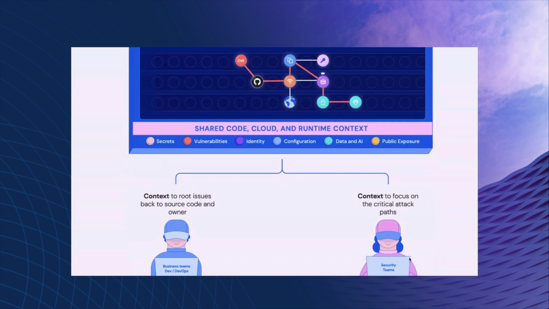CVSS scoring. CVEs themselves can be more risky if they have a propensity for lateral movement, if they're close to credentials that allow an attacker to gain access to PII, for example. And so understanding vulnerabilities in the context of their related peer risks, like secrets, identities, misconfigurations, data and AI risks, or public exposures, is the context that both business teams and dev and DevOps need, but security teams need as well. On the DevOps side, they need to have a good picture of root issues back to the source and code owner. And of course, context is needed for security teams and vulnerability management analysts to focus on critical attack paths.